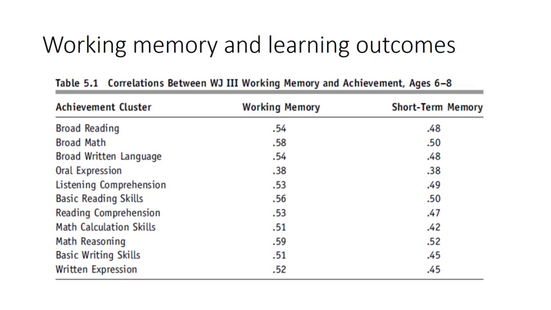Working memory and learning outcomes are related to each other. Depending on different kinds of learning outcomes, working memory may be related a little differently. As you can see, based on the correlations between working memory and different kinds of achievement, the relationship can vary between 0.5 and 0.6, which indicates a medium to large size of relationships. Working memory is often more strongly related to academic achievement than short-term memory.